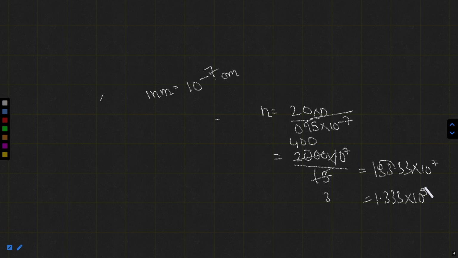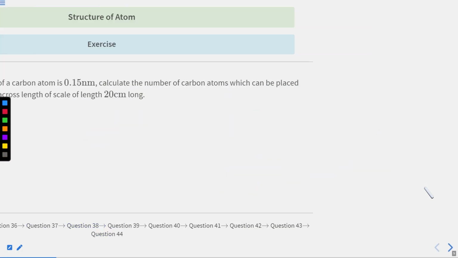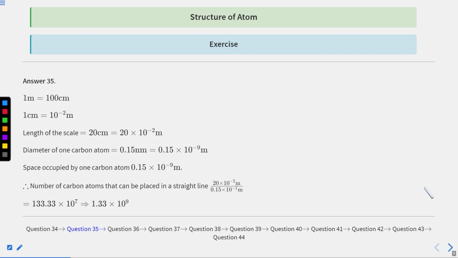Got it? So let us see the solution. First, here it has been converted into meters. Okay, no problem, we can do it in either way. So finally you will get the value of n as 1.3 into 10 to the power 9. In this case they have first converted centimeter into meter and nanometer into meter, and then just divided to get the final value. The final value will be the same because the number of atoms has no unit to be considered.